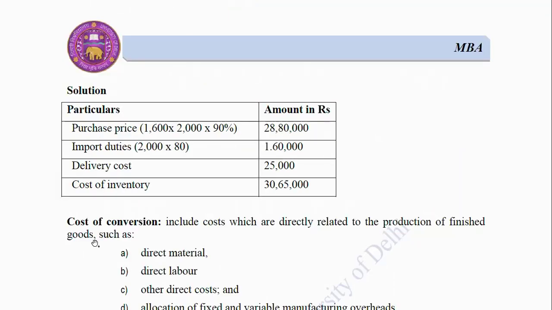Now we have the solution in the following table. In the first column we have particulars, in the second column we have amount in rupees. So purchase price, that is 1600 into 2000 into 90%, that is 28,80,000. Import duties 2000 into 80, that is 1,60,000. Delivery cost 25,000. Cost of inventory comes out to be 30,65,000.